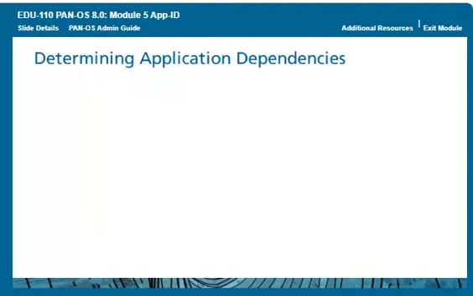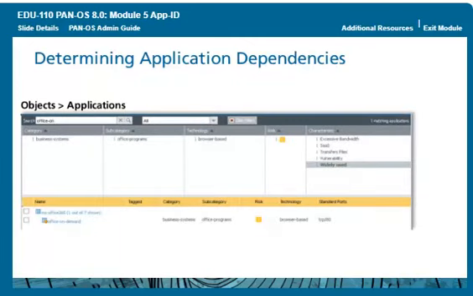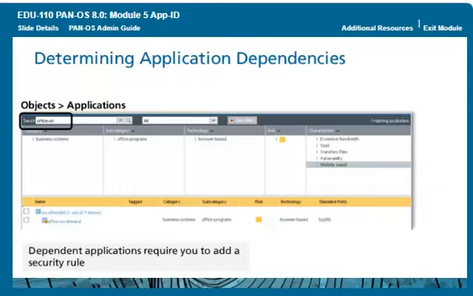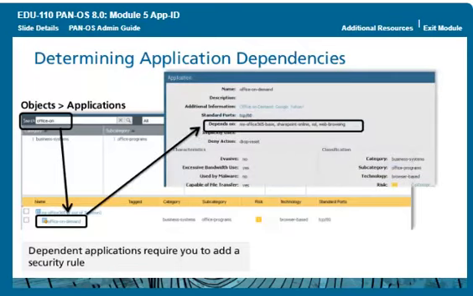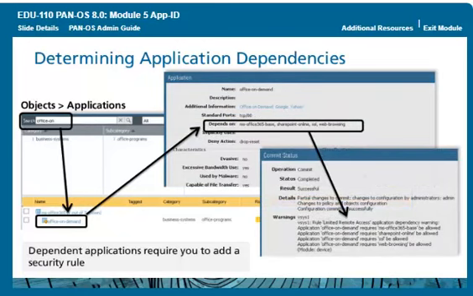To display application dependencies in the web UI, select Objects, Applications. Application dependency information also is available in Applipedia at http://applipedia.paloaltonetworks.com. In either the web UI or Applipedia, find and select an application and look for the Depends On field. For a firewall to be able to pass application traffic, any applications listed in its Depends On field must also be allowed by the security policy.